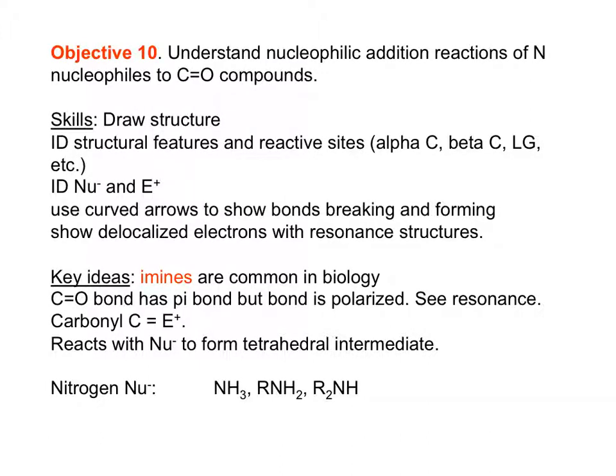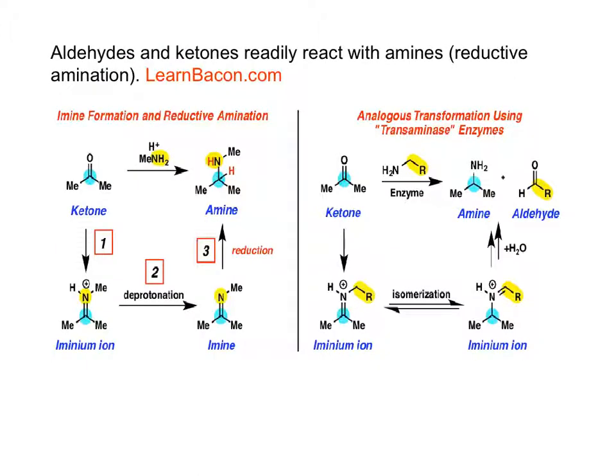Nucleophilic addition reactions involve a nucleophile reacting at a carbonyl carbon. In this video, we'll look at nitrogen nucleophiles, which include ammonia, primary amines, and secondary amines. The reaction of an aldehyde or ketone with a primary amine forms an imine. Note that the imine has a carbon-nitrogen double bond.